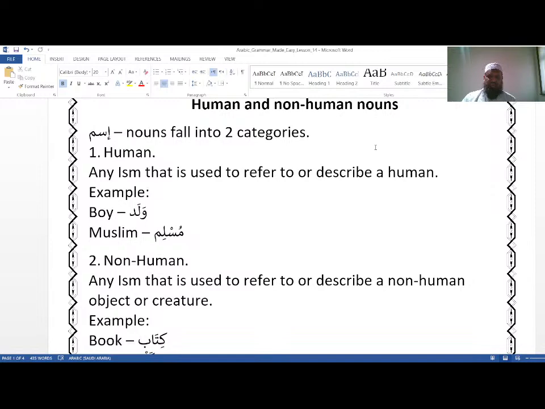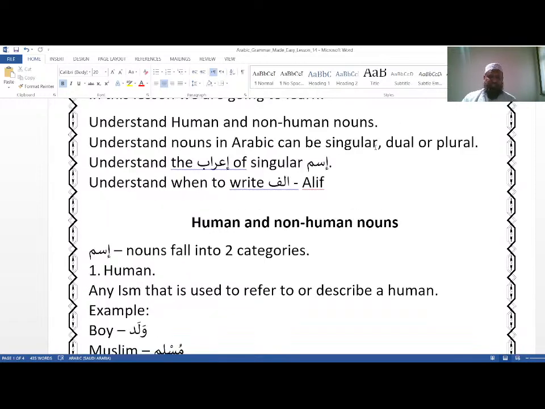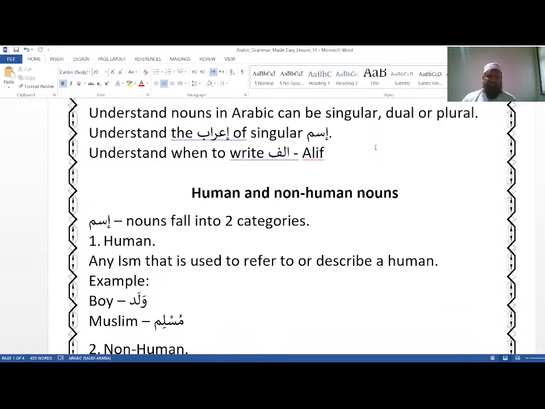In terms of ism, it falls into 2 categories: human and non-human. Number 1, human. Any ism that is used to refer to or describe a human. Those are obvious. Example, boy, walad, referring to a boy. Muslim, describing a human, Muslim.